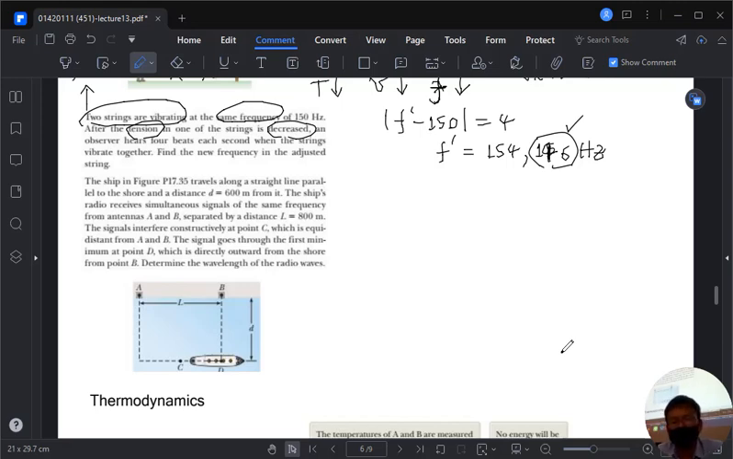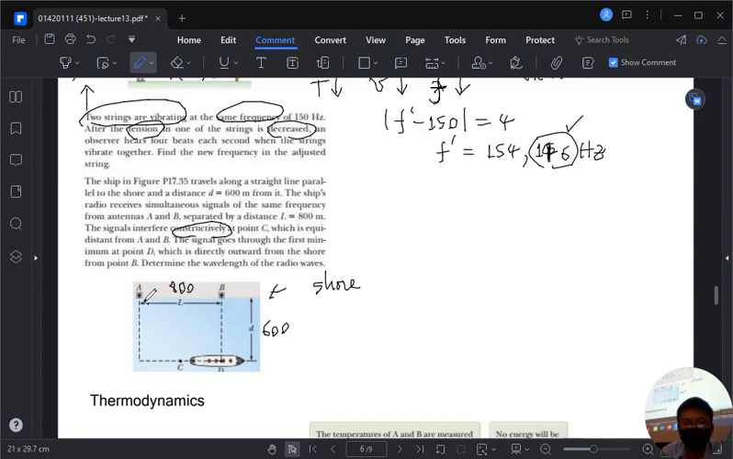The ship travels along a straight line parallel to the shore at a distance of 600 meters from the shore. This is the shore. The ship's radio receives a simultaneous signal of the same frequency from A and B, which are separated by a distance of 800. The signals interfere constructively at C.